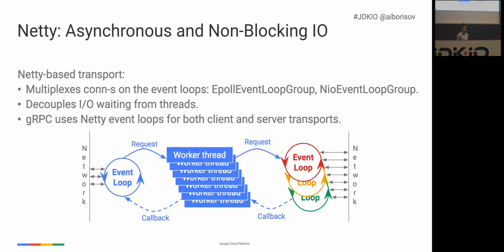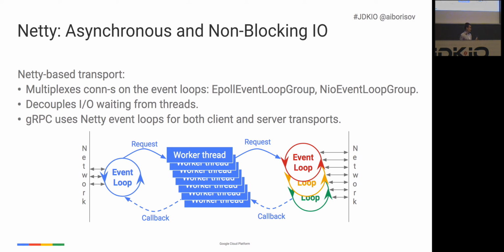Netty is a network application framework that gives us asynchronous and non-blocking I/O. Netty has an abstraction called event loop. There is a thread that handles all I/O events in an endless loop. The number of these event loops is usually very small, and it's close to the number of CPUs available to your process. When a new message arrives from the network, the event loop reads it, but it doesn't process the message itself. It submits it to a worker executor, and the executor will process the message.